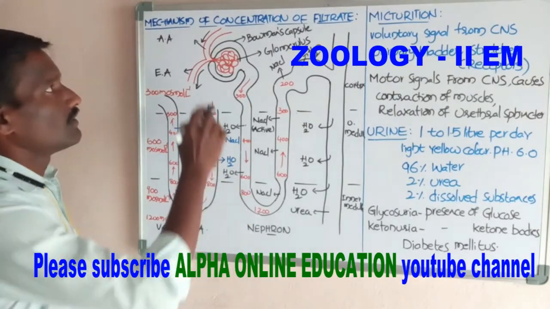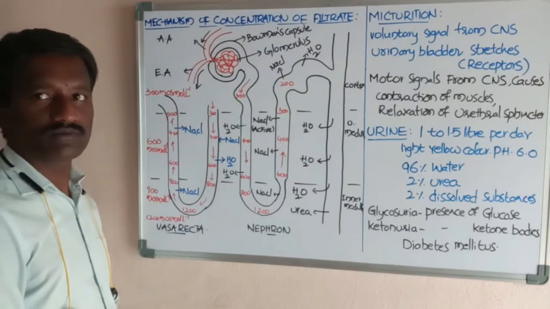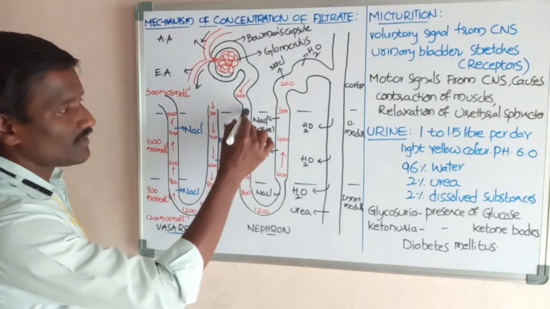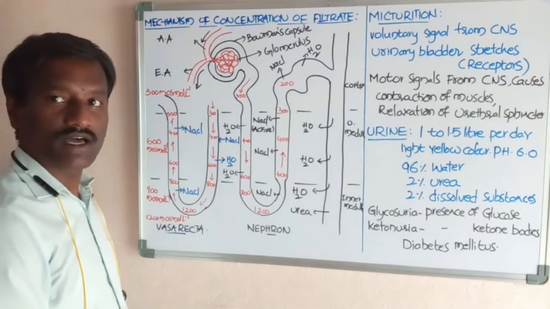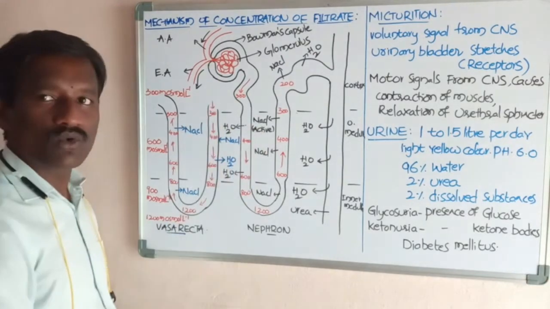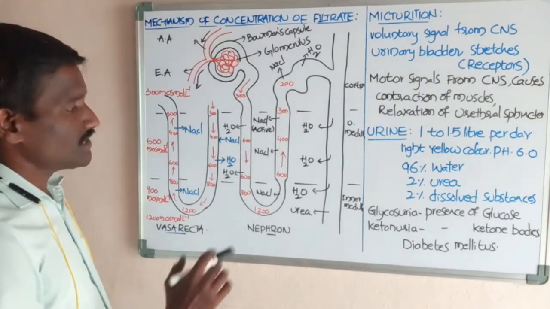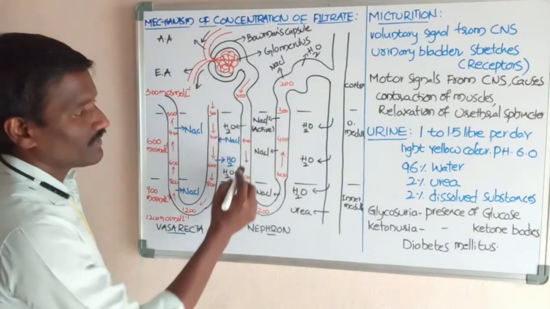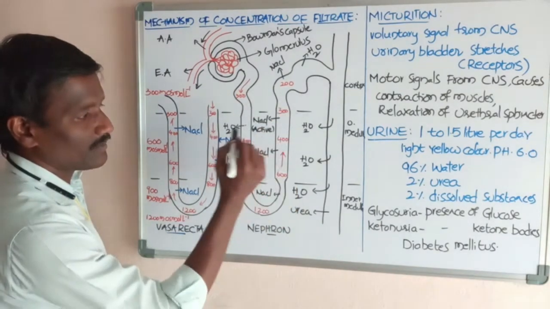Okay, students. This one is the mechanism of concentration of the filtrate. This is the diagram that shows the nephron and vasa recta, which shows the counter current mechanism. Firstly, if you observe the loop of Henle, this is the descending limb, this is the ascending limb.